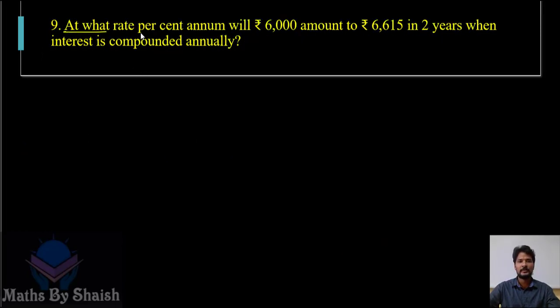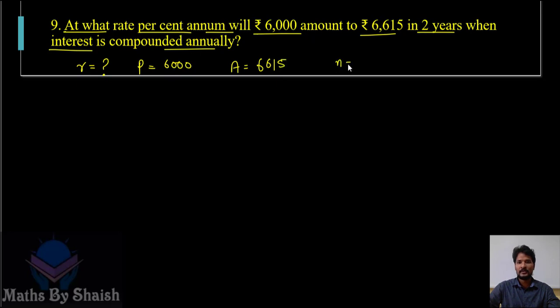And here's question number 9. At what rate percent per annum will 6,000 rupees amount to 6,615 in 2 years when interest is compounded annually? From the question we can see we require the rate of interest, so R is required. Principal is 6,000, and it will convert to 6,615 in 2 years, and then we require R.